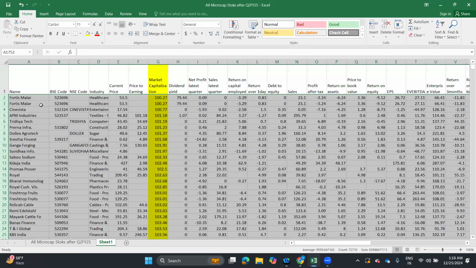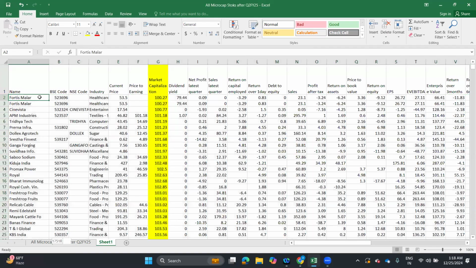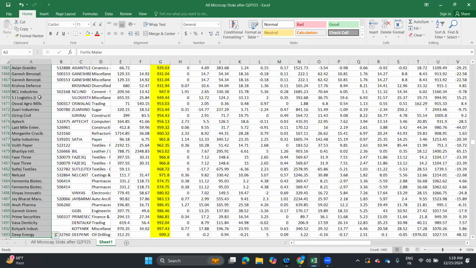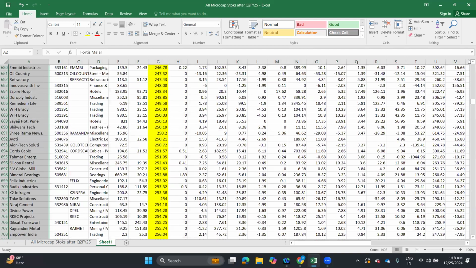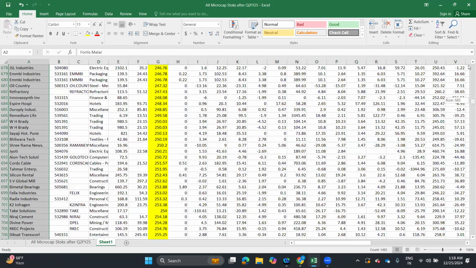And now see, the list has been truncated. 1493, almost 1500 stocks are there. We have started with 4700. Now only 1500 stocks are there, which are micro cap, comfortably micro cap, I would say, because I'm not considering less than 100 crore also. So 100 crore to 1000 crore is the micro cap stocks I have considered here.